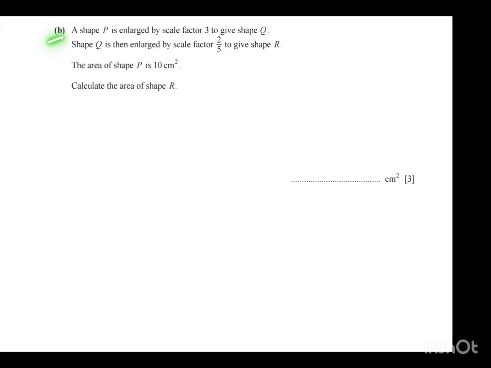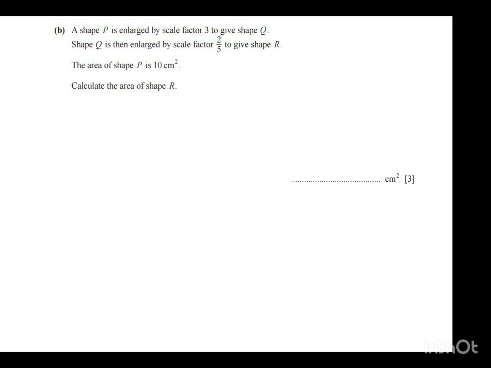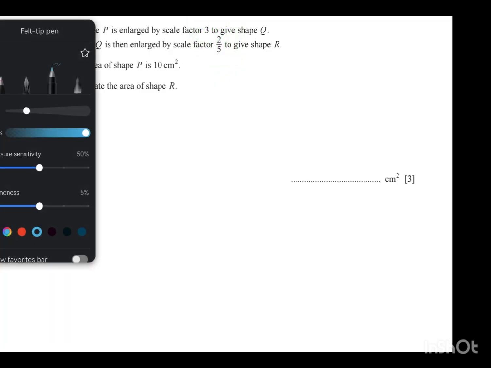Question number B. Shape P is enlarged by scale factor 3 to give shape Q. Shape Q is then enlarged by scale factor 2/5 to give shape R. The area of shape P is 10 centimeters squared. Calculate the area of shape R. So whenever the shape is enlarged by a scale factor, when you are talking about the area, you have to square the scale factor and multiply with the given area. So let us do that.